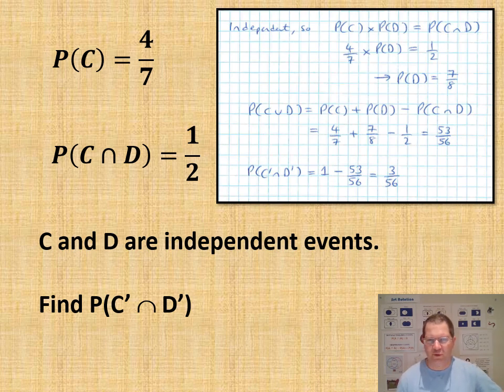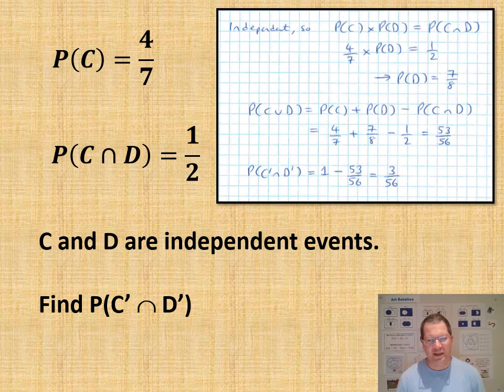So that's 4/7 for the probability of C, a half for the intersection. So I can substitute those into the equation, and then the probability of D is going to be a half divided by 4/7, which is 7/8. Then I can use the addition rule, which says that the union equals C plus D minus the intersection. So the probability of C 4/7 plus the probability of D 7/8 minus the intersection a half gives me 53/56 for the union.